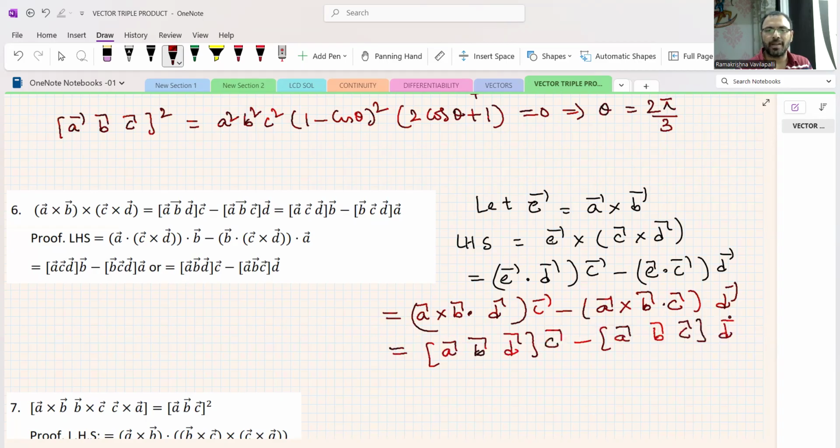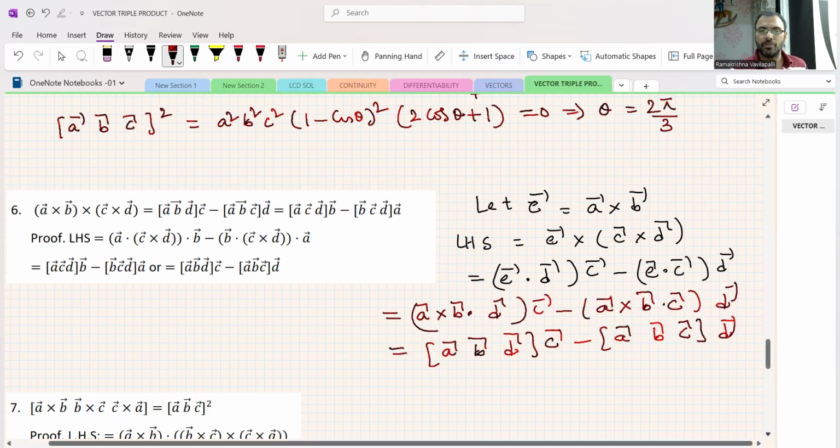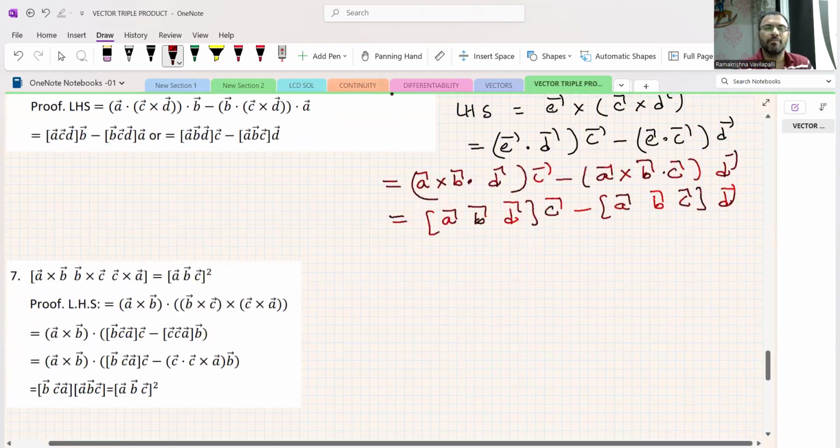So I wrote it in the plane of C bar and D bar, and I wrote it in the plane of A bar and B bar. Similarly, you can take the other vector as E bar, and similarly you can take the other vector in the plane.